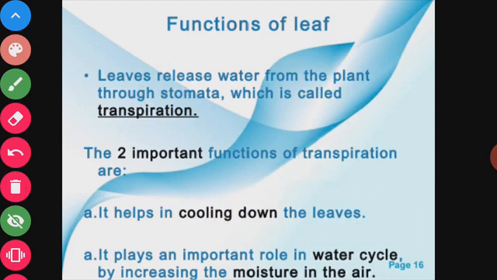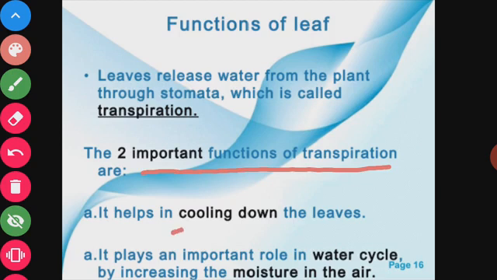So this is one of the functions of leaves: they release water from the plant through stomata, which is called transpiration. Excess water is lost by the plant by transpiration through the stomata. What are the two important functions of transpiration?